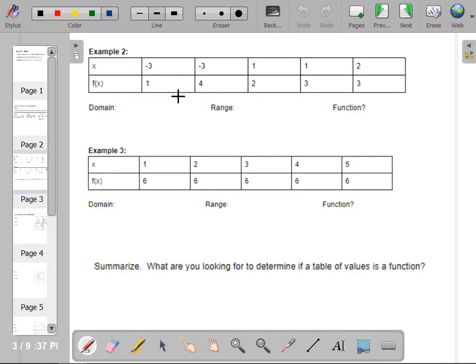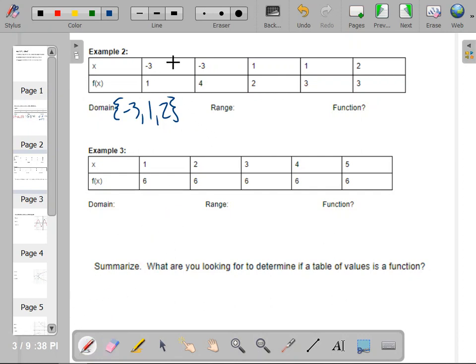Domain, -3. Now I'm not going to list repeats here. So if I've listed -3 once, I'm not going to list it again. So -3, 1, and again, I'm not going to list repeats. So I've listed -3, I've listed 1, and now I'm going to list 2. So my domain has really only 3 numbers in it.